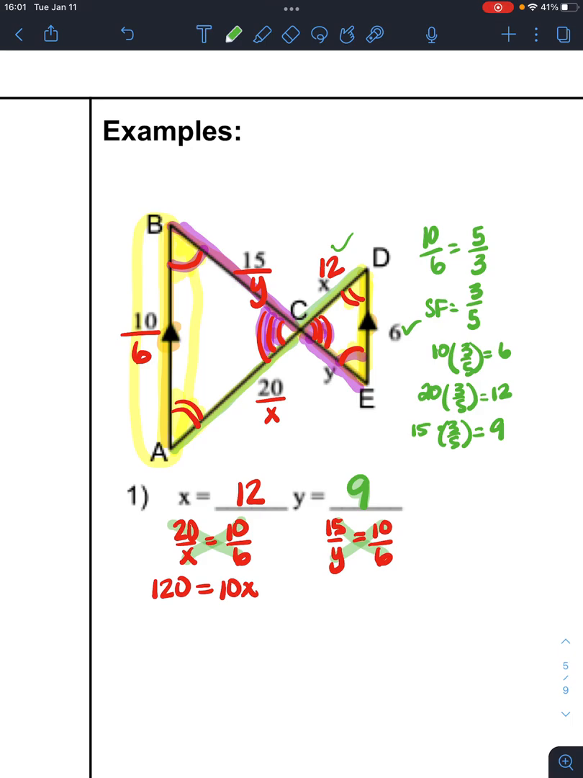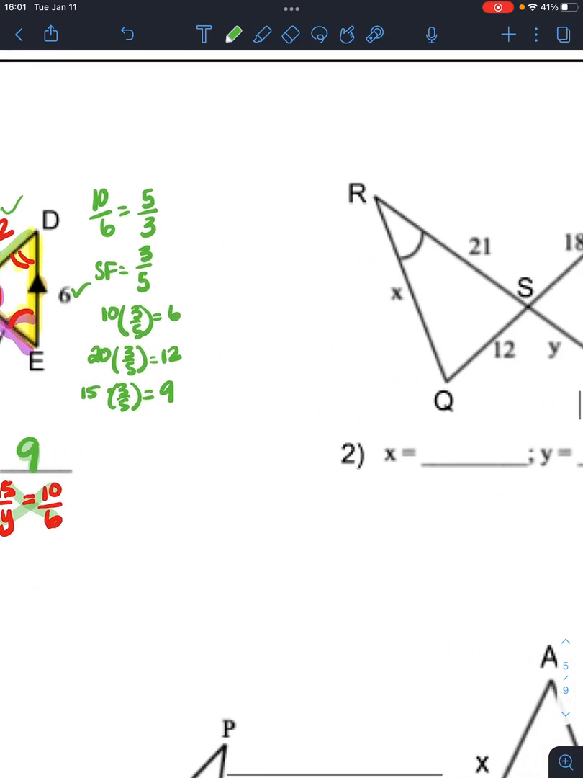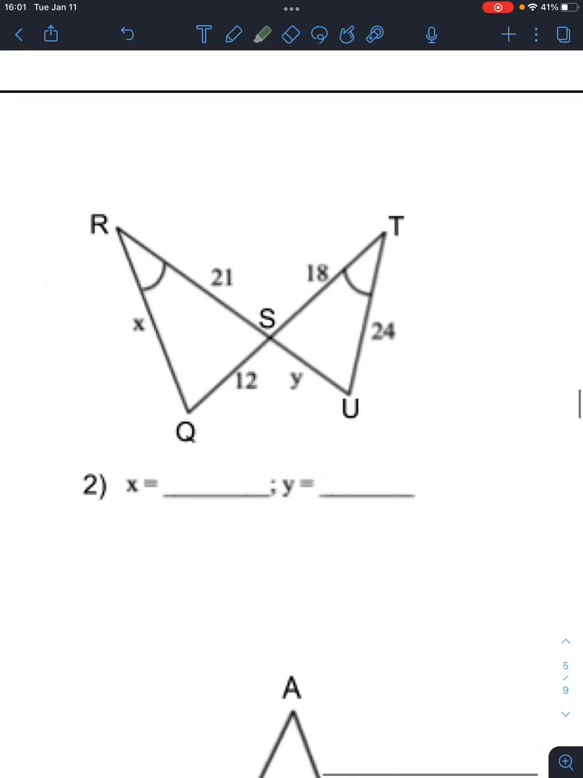If using scale factors makes more sense to you, you don't have to use proportions, but you do have to recognize what you're supposed to multiply. Notice how they kind of crisscross, that the green and the purple crisscross, because that's going to be important when we look at this next problem. So let's look at question 2.